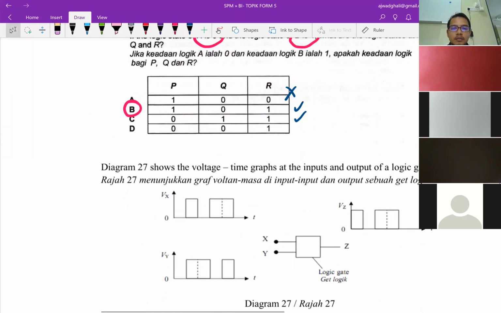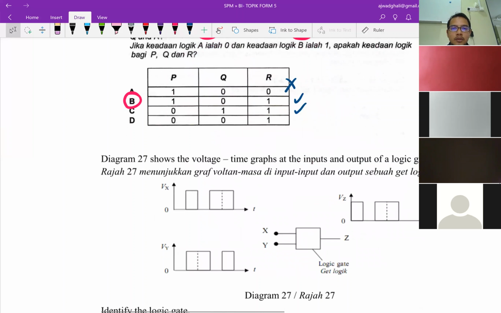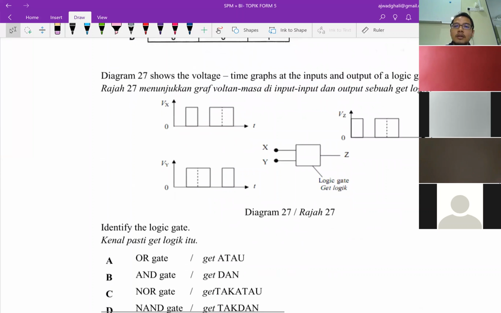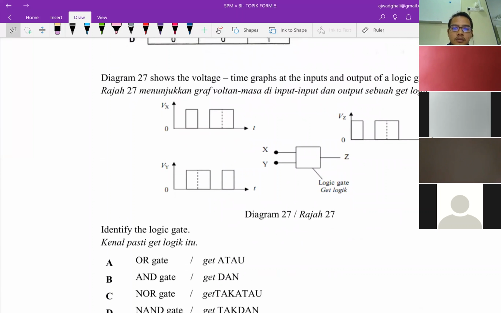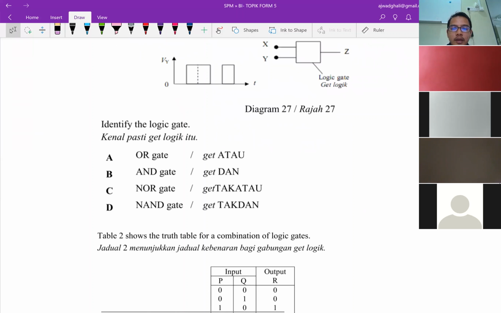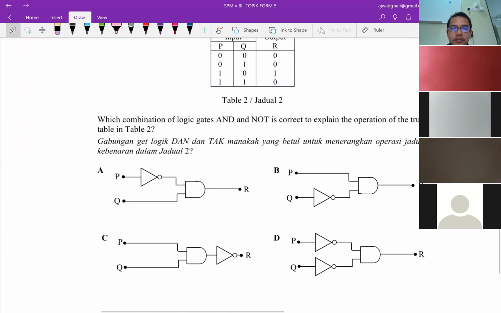All right. So you might try the other questions for logic gates.